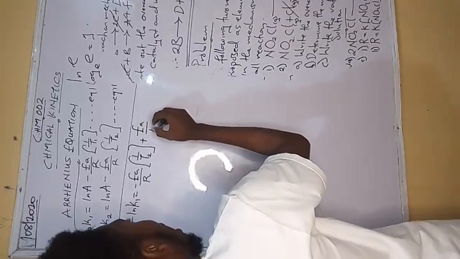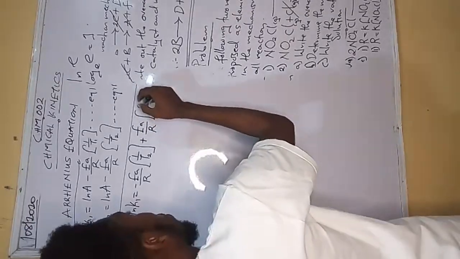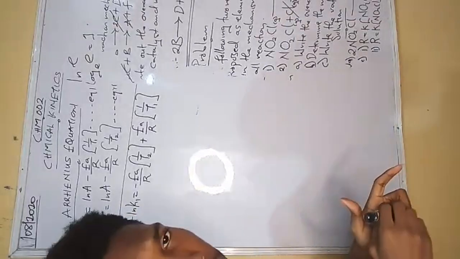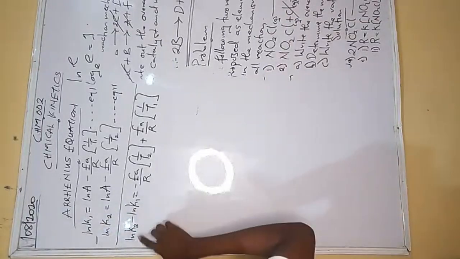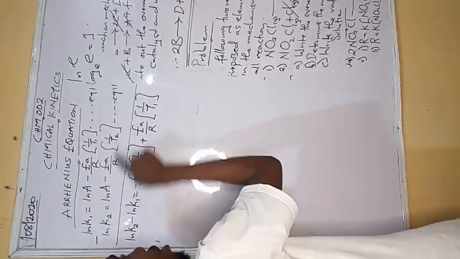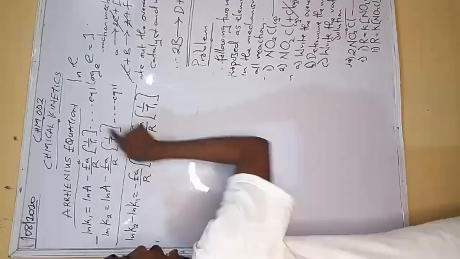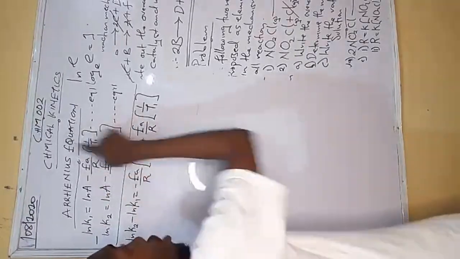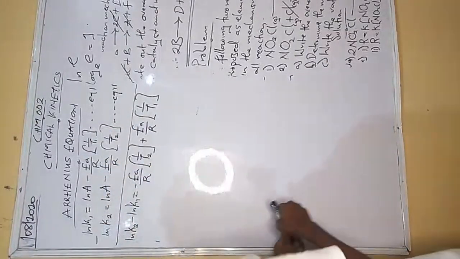EA over R into bracket 1 over T1. That's what we should be having. Are we seeing that now? In K2 minus K1 equals, in A we cancel out, minus EA over R times 1 over T2, that's what we have here, minus this one here. Are we together now? It's very simple.